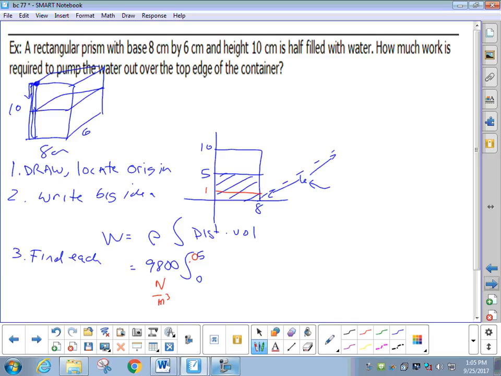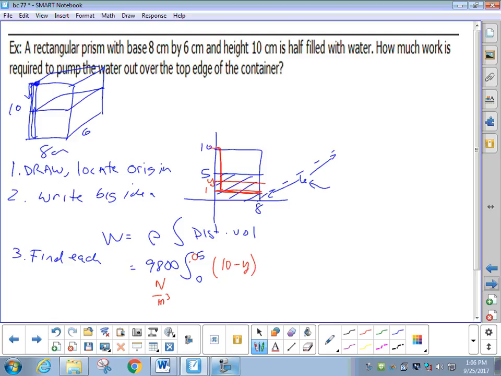All right. You with me? Okay, what about the distance? Say there's a slice at 1, right? How far does that have to be pumped? What distance must I take that? To get it to the top, I'd have to take it 9 centimeters, right? Do you agree? Yes. Okay, so generally speaking, if I have a slice that's varying at y, then to get it to the top, I have to pump it 10 minus y in distance.